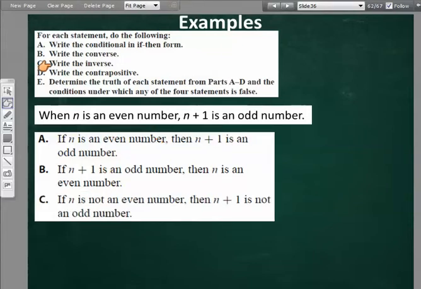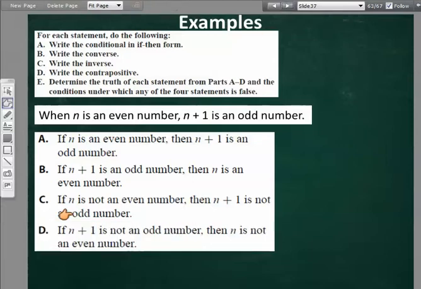Part C is the inverse, which means we're negating. If n is not an even number, then n plus 1 is not an odd number. And then part D says write the contrapositive. So if n plus 1 is not an odd number, then n is not an even number.